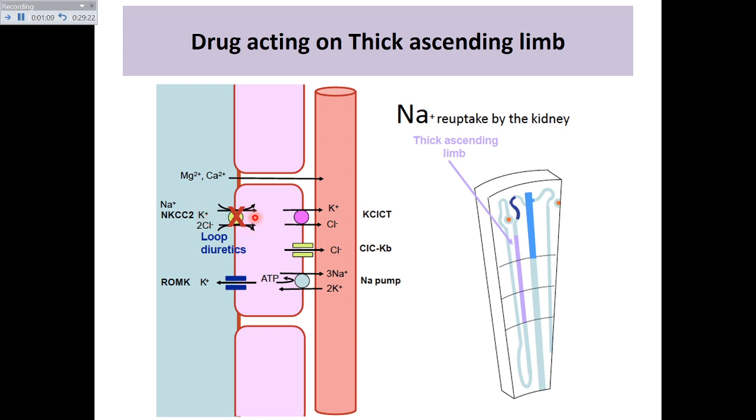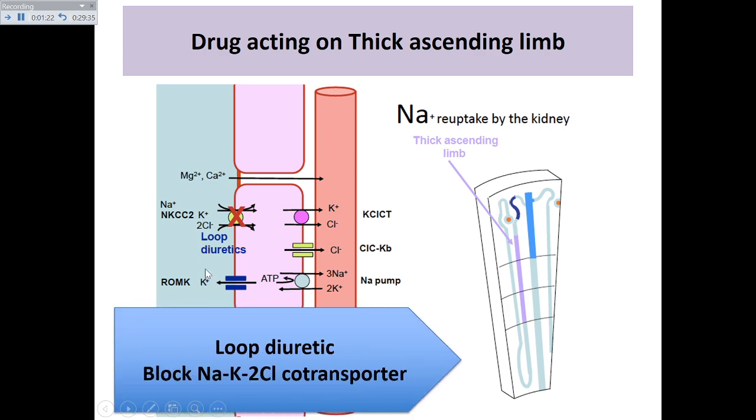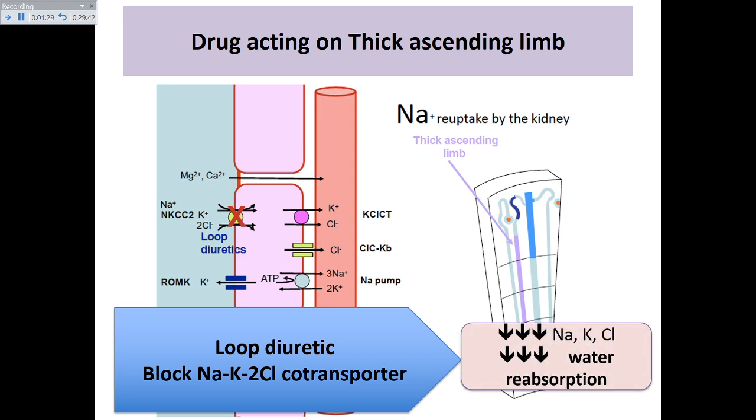So the solute will go to the lumen of the tubule and go to the urine, and it creates hyperosmolar urine, and fluid will follow. Fluid diuresis. So loop diuretic blocks the NaKCl2 cotransporter. By this it decreases Na, K and Cl, and at the same time it decreases water reabsorption, causing diuresis.